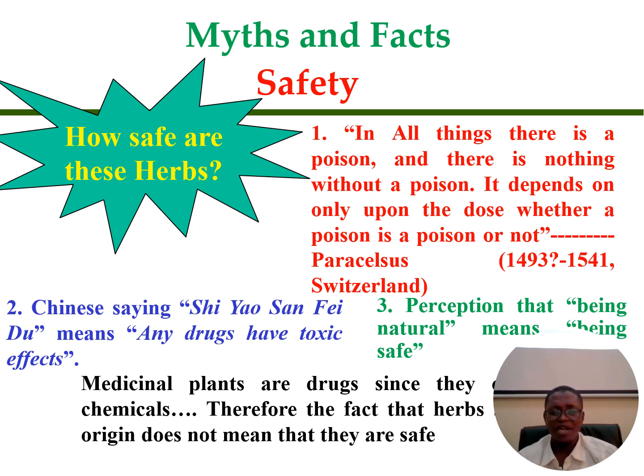So medicinal herbs are drugs, and they have chemicals in them. Therefore, we should be careful and test herbs to ascertain their safety, because these chemicals are what they use in making orthodox drugs, which are giving us side effects. So we should also test medicinal plants to see if they are safe or not.